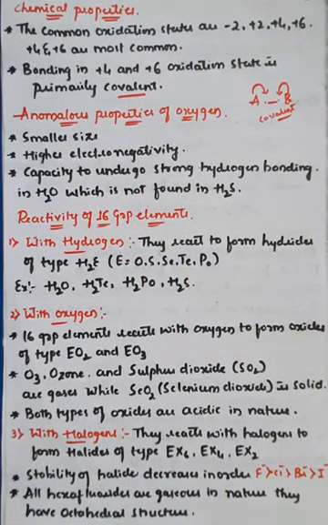And the next important thing in case of the 16th group elements is the anomalous properties of oxygen. Even in case of the 15th group we have seen the anomalous properties of nitrogen, the first element of the 15th group. Similarly, here also the first element of the 16th group has some important, special or separate characteristics when compared to the other elements of the same group. These are generally called anomalous properties.